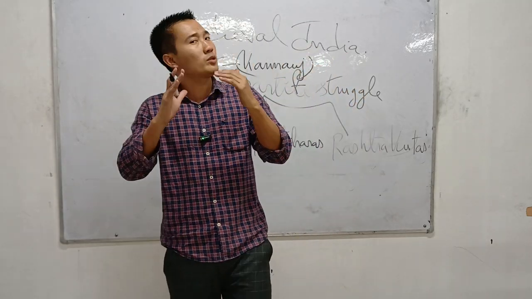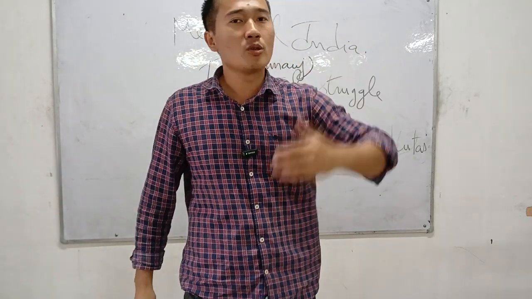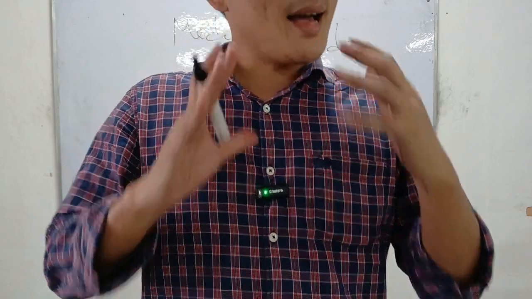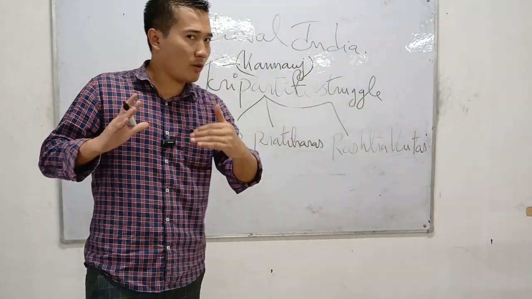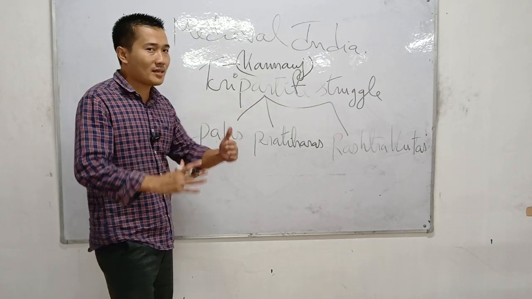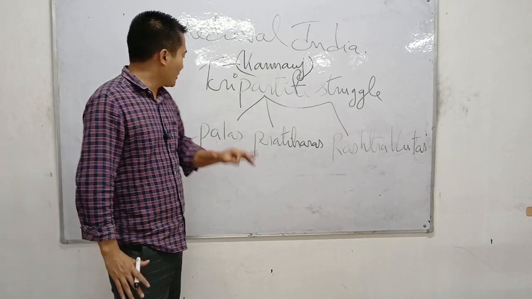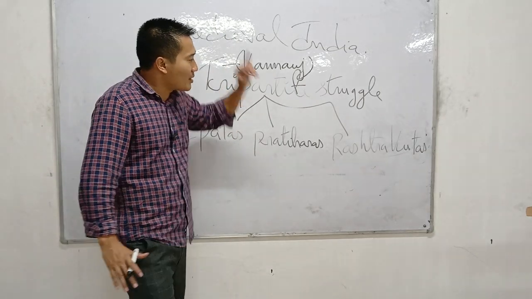Kanuj is in present-day Uttar Pradesh. If you capture Kanuj, you almost capture North India. That's the reason these 3 are fighting against each other. Too important. The tripartite struggle is a struggle between 3 small dynasties: the Palas, the Pratiharas, and the Rashtrakutas.